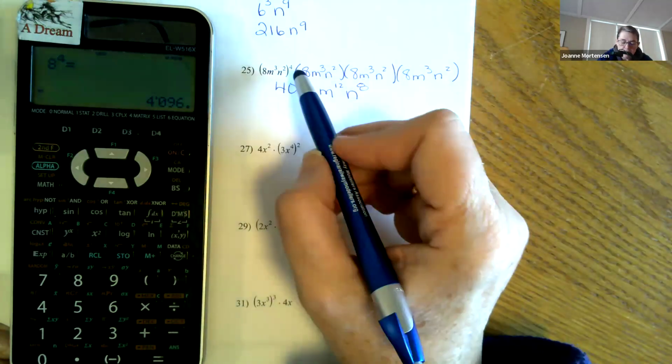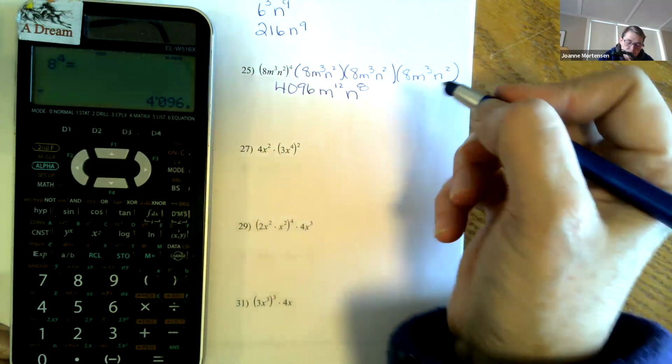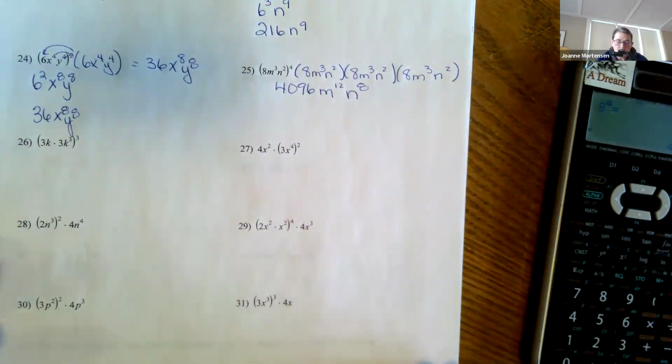And then I can check. 4 times 3 is 12. 2 times 4 is 8. Yep, we're golden. Cool. Cool, cool, cool. All right.